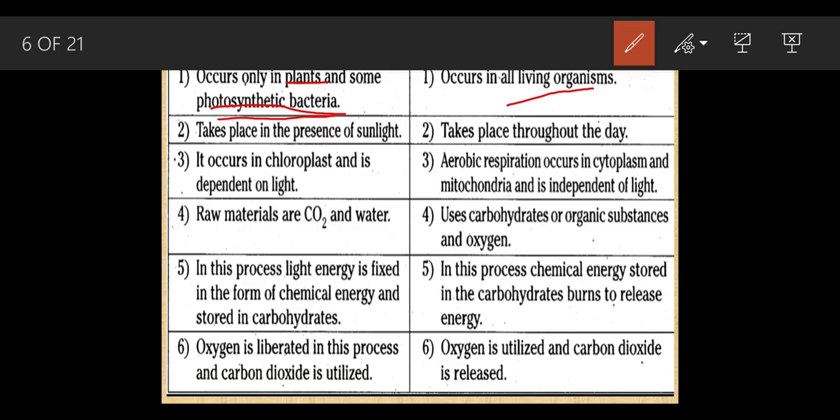Photosynthesis: the word photo means light, so the process takes place with the help of the presence of light. But respiration does not need sunlight or anything like that. It can occur throughout the day.